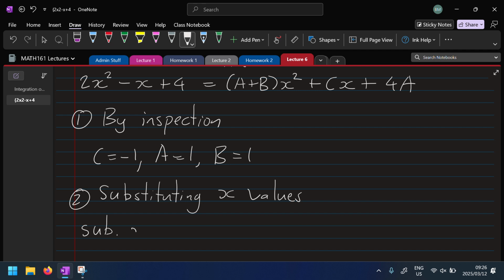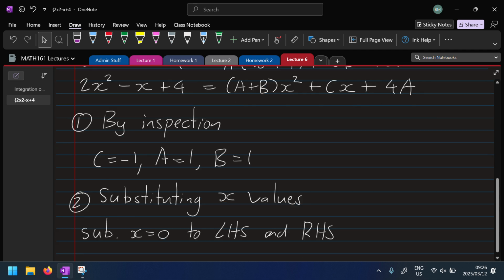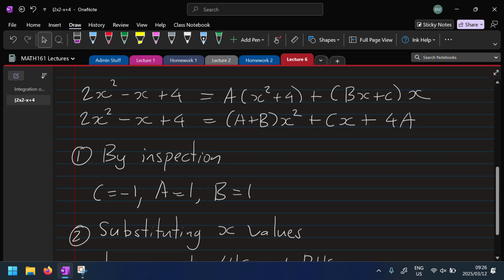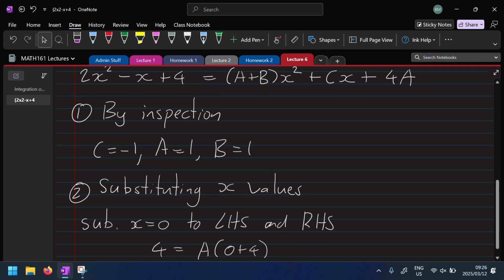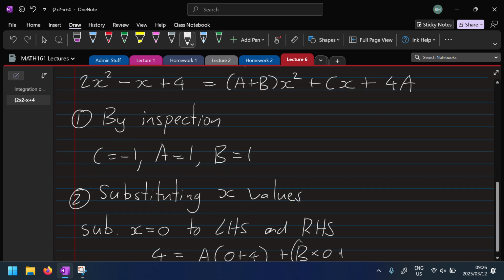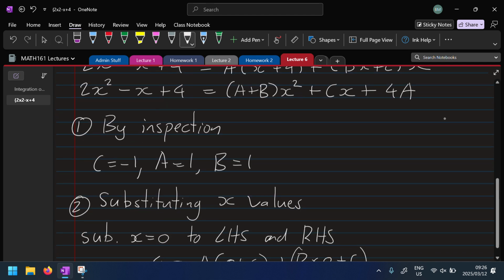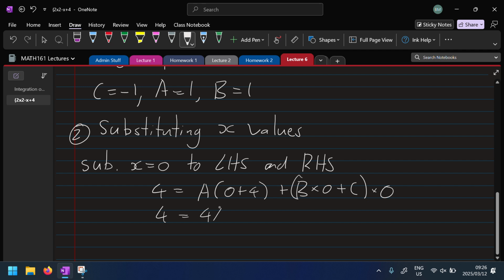So we can substitute x equals 0 into the left-hand side and right-hand side. On the left-hand side, we substitute 0, we get 4. On the other side, we get a times 4, plus b times 0, plus c, and then all times x, but x is 0. So we get 4 equals 4a, so a equals 1.